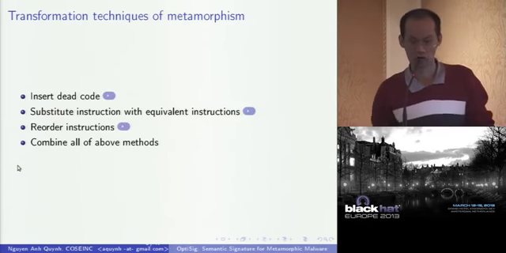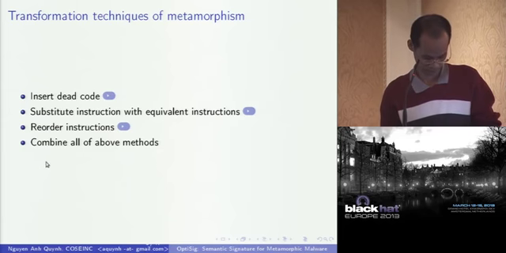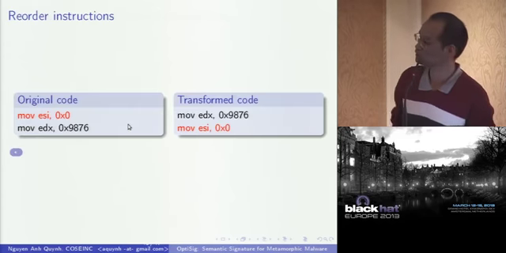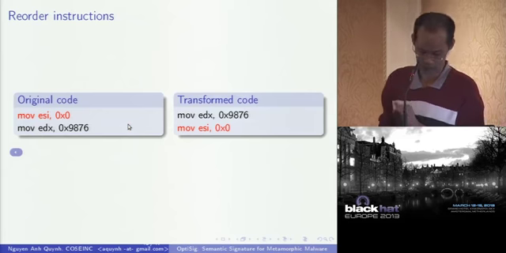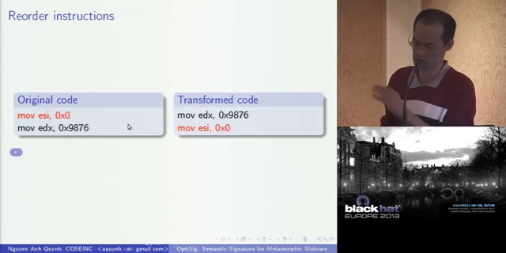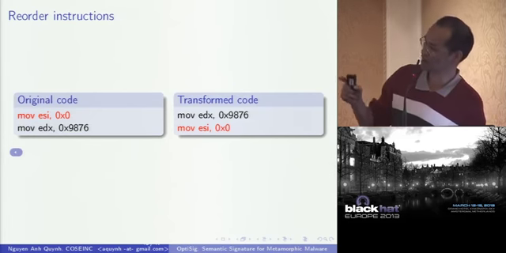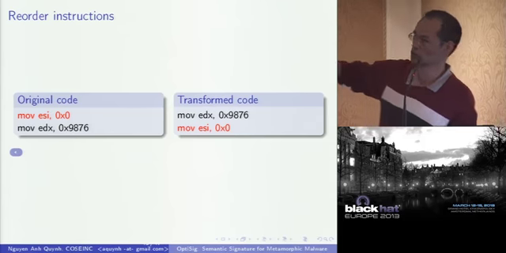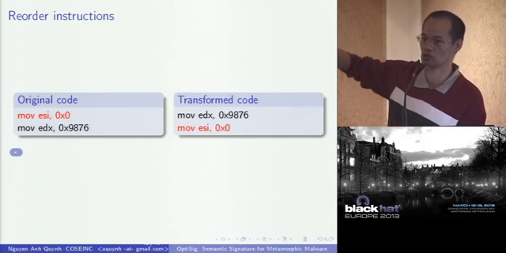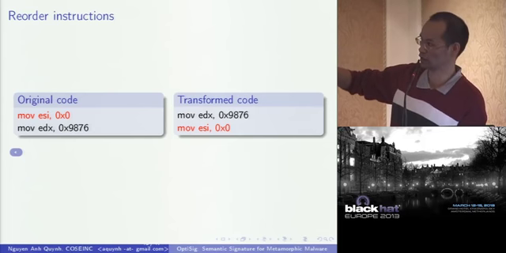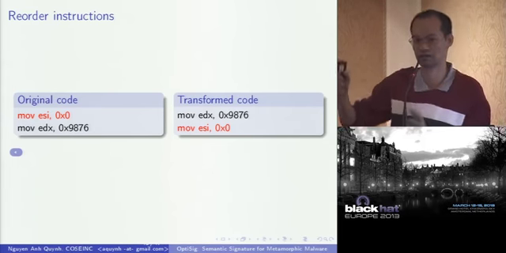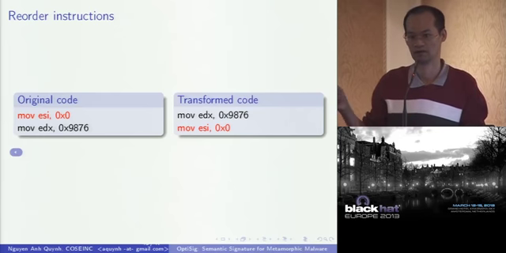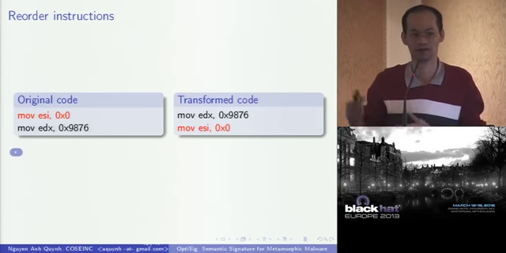The third method, reorder instruction. So here also we have original code and transformed code. On the left side we have copy 0 to ESI, and after that copy something to EDX. And when the malware transforms the code, they reorder these two instructions. And you can see right side, left side, they do exactly the same thing. But syntactically they are different, right?